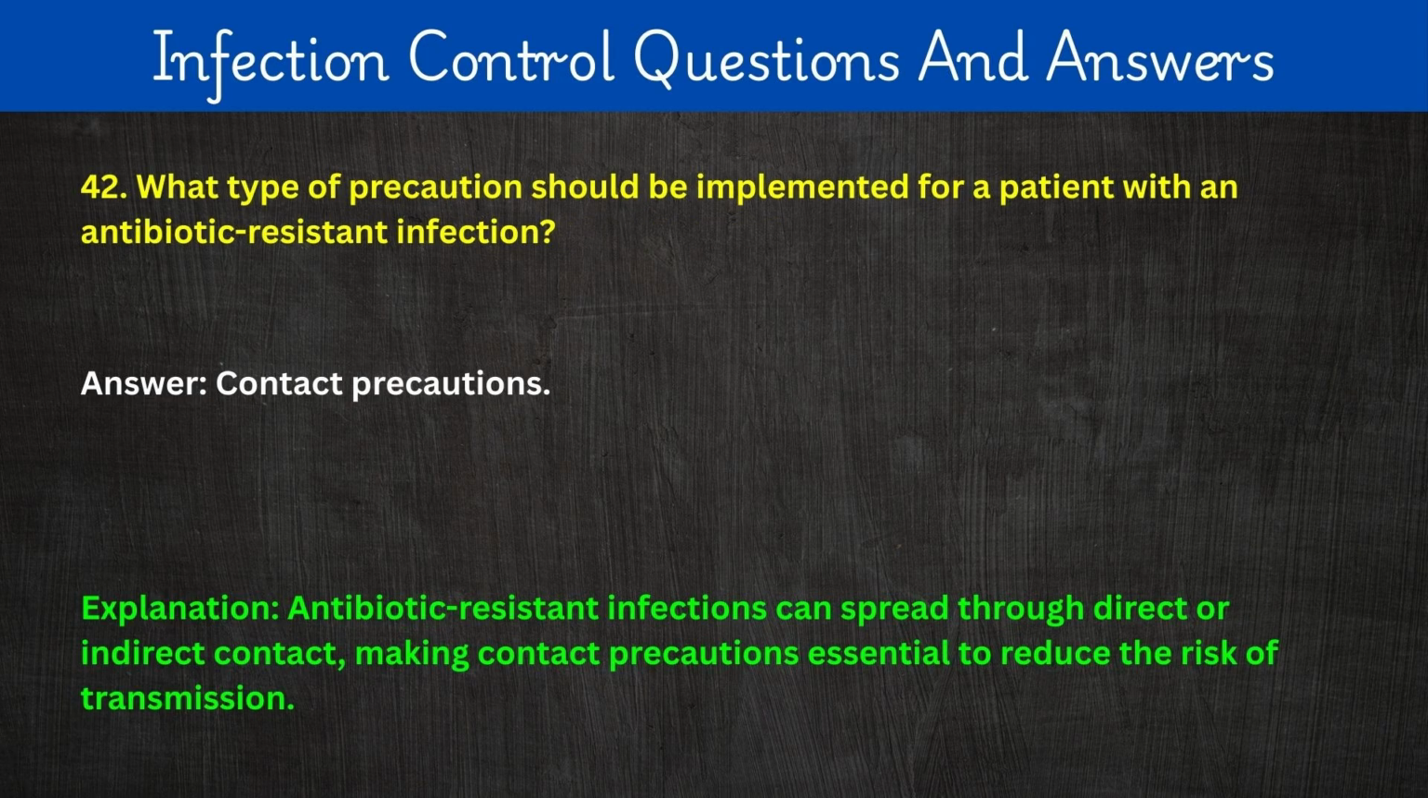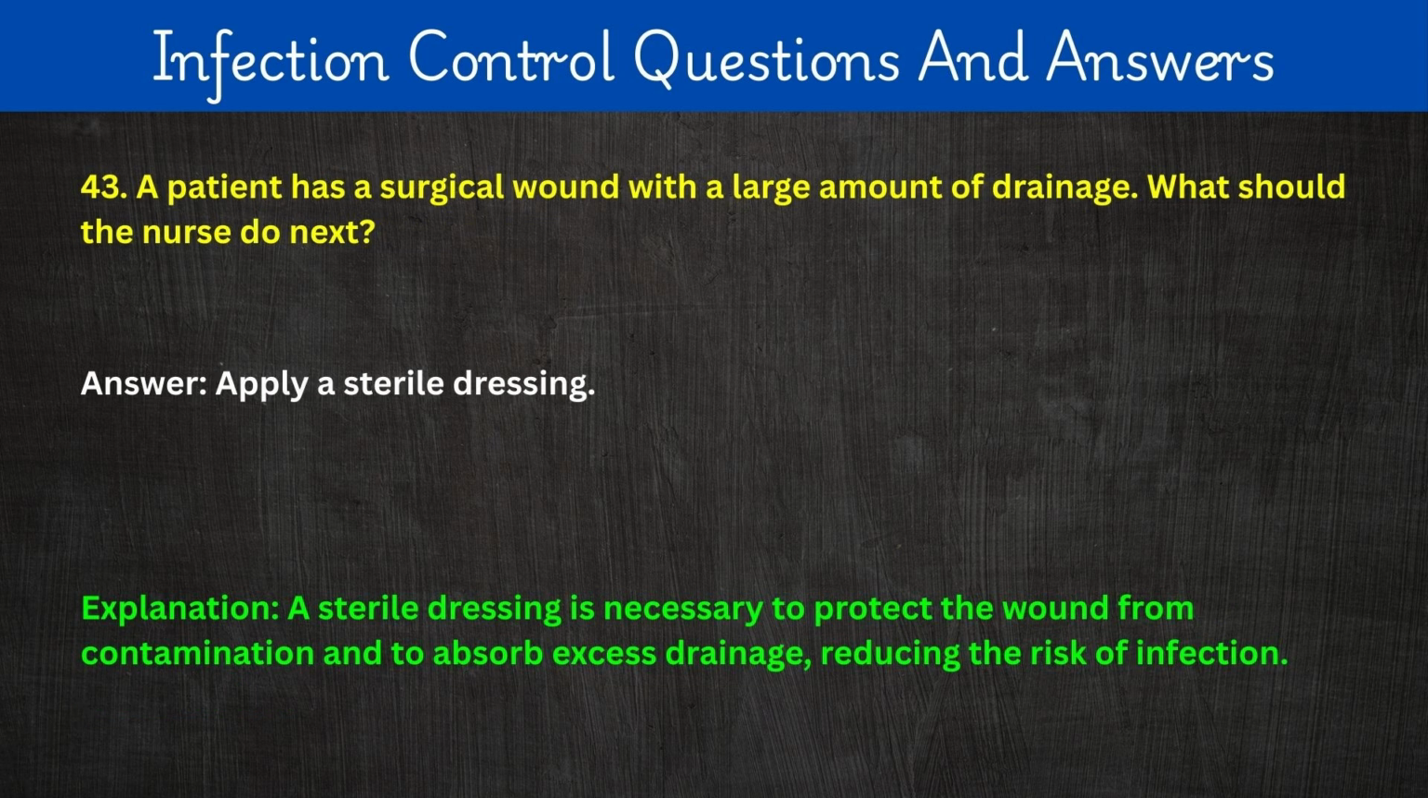42. What type of precaution should be implemented for a patient with an antibiotic-resistant infection? Answer: contact precautions. Explanation: antibiotic-resistant infections can spread through direct or indirect contact, making contact precautions essential to reduce the risk of transmission.